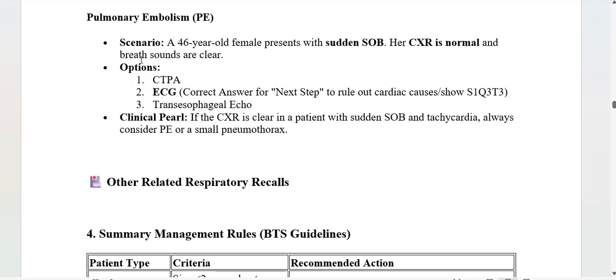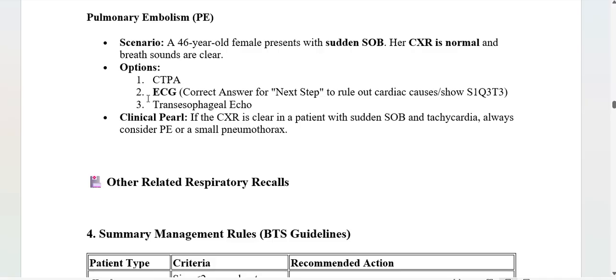This is a differential diagnosis of pneumothorax. A 46-year-old female presents with sudden shortness of breath. Her X-ray is normal and breath sounds are clear, so there is no tracheal deviation, nothing. Don't be confused with pneumothorax.